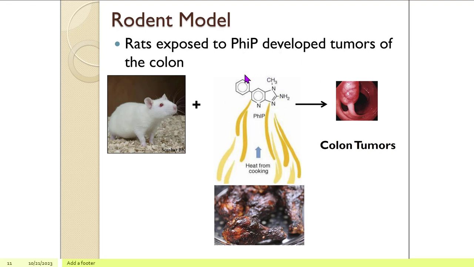You can see the structure of that compound here, and it is made from overcooking meat products in particular. When you see burnt meat from the grill, this especially happens when we're grilling foods like chicken, this burnt chicken here, or burnt red meat as well, which can form these aromatic molecules like PhIP. These can actually cause colon tumors. So this is their model system for the damage that can happen from burnt meat.